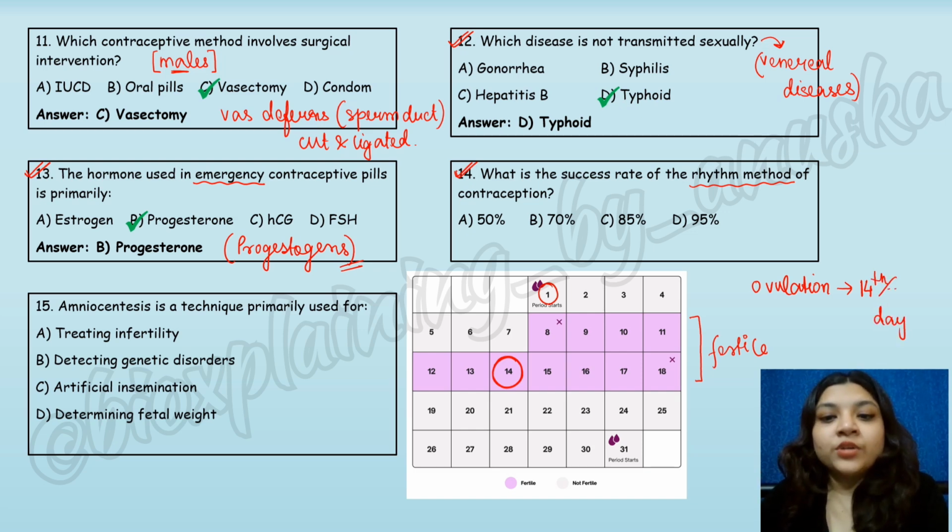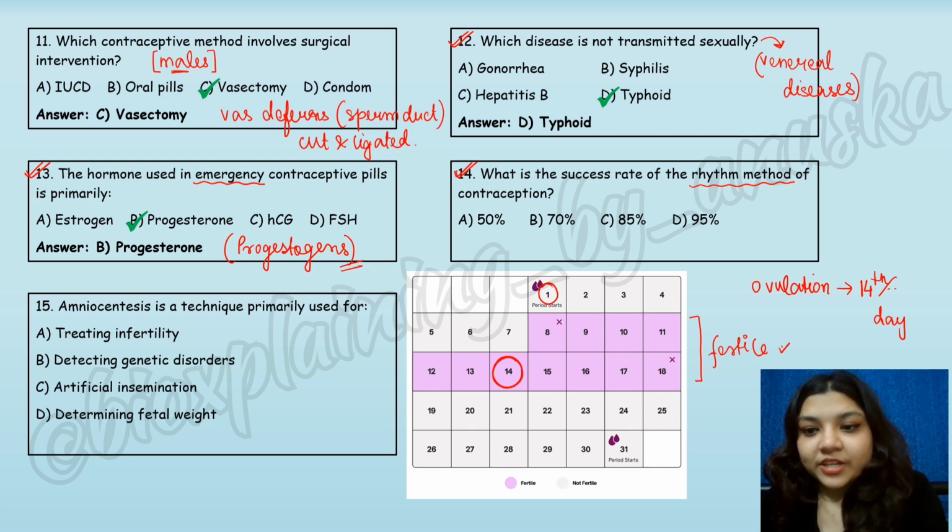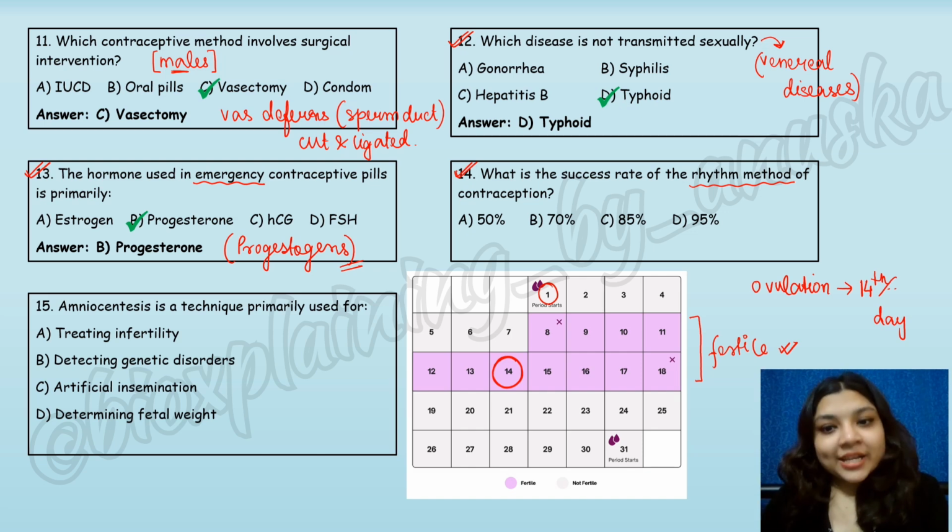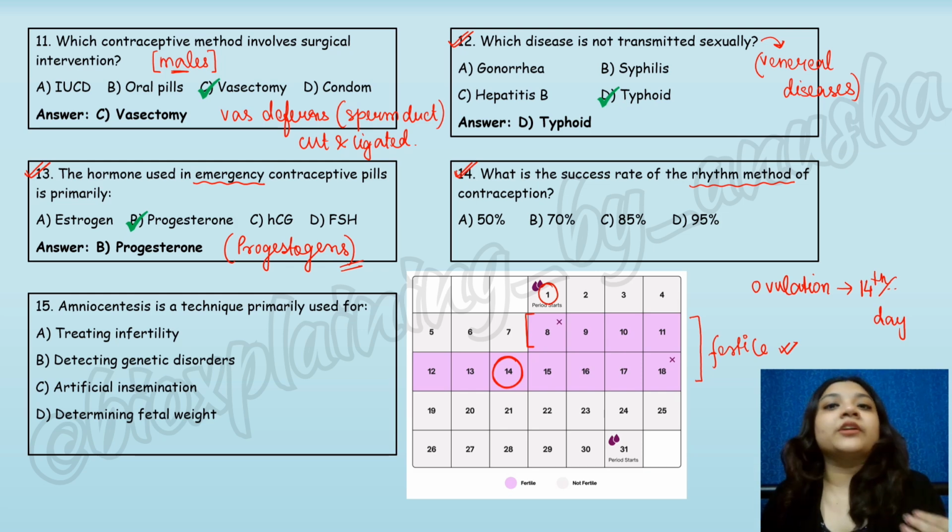So in and around the 14th day, the ovulation phase, it is considered to be the most fertile phase for a woman, right? So if a woman tracks the cycle and avoids unprotected sexual intercourse during this fertile phase, then it can be said that it is an acceptable method of contraception. However, the method is not perfectly effective. It is not a method having 100% success rate, right? The success rate is only 85%. So 85% is the correct answer.